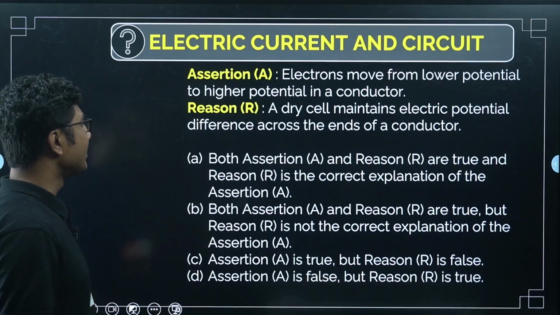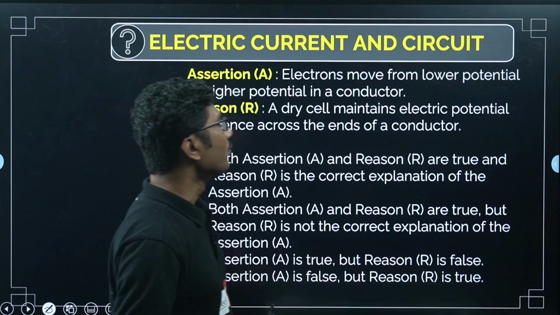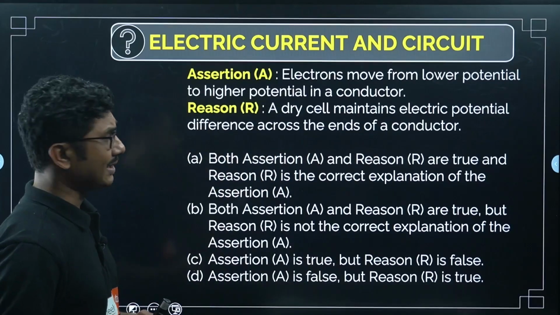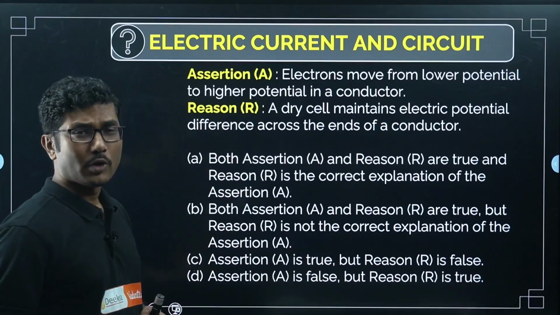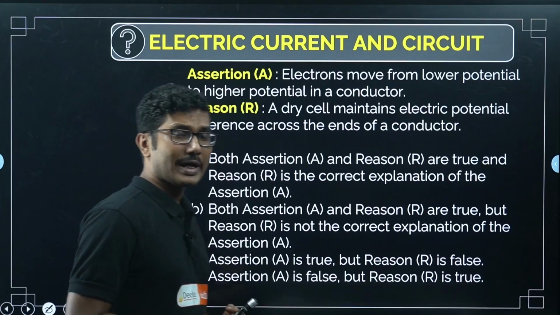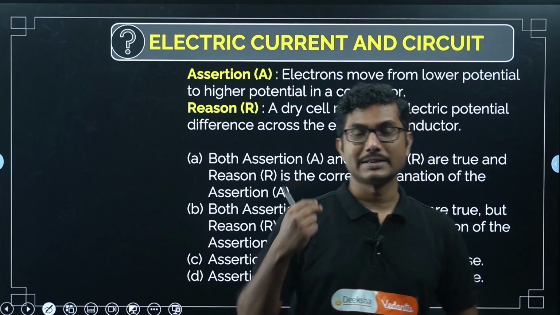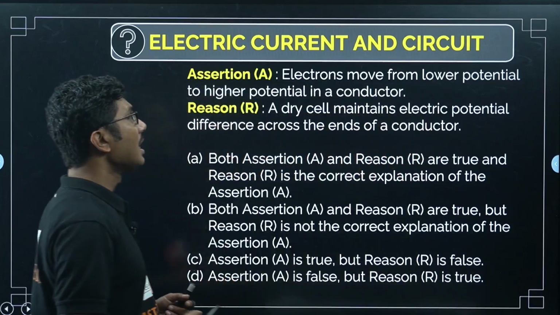Now an assertion reason question. Electrons move from lower potential to higher potential in a conductor. Correct statement. Electrons move from lower potential to higher potential, whereas we consider the flow of current from higher potential to lower potential, that is the opposite to the direction of electrons, right?